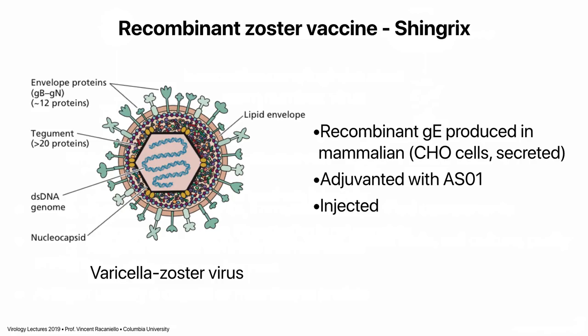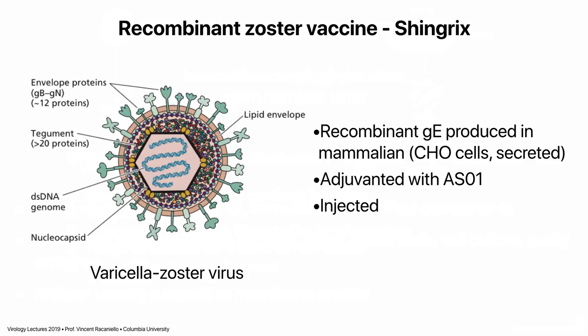What they did is they took one of the viral glycoproteins. There are a lot on the surface, but glycoprotein E was selected as being the one you need to make antibodies against. The gene for it was introduced into mammalian cells, CHO cells. They remove the transmembrane domain so the protein is secreted. They purify it. It's mixed with an adjuvant, which we'll talk about in a moment, and it's injected.